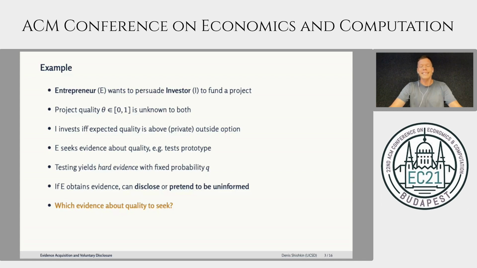But suppose that testing yields hard evidence only with some fixed probability Q. For instance, this probability can represent imperfect reliability of the testing technology or the uncertainty in the time it takes to obtain the evidence by some deadline. If the entrepreneur obtains the evidence, she decides whether to disclose it or pretend to be uninformed. The investor cannot distinguish whether evidence was not obtained or was simply concealed. The main question now is, what is the optimal signal about quality for the entrepreneur to seek, given the probability Q?